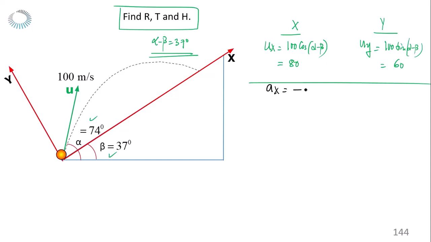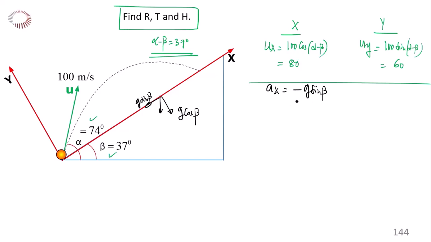Ax should be equal to minus g sine beta. Why? Along the x direction, acceleration is always g sine. So this is the g sine beta component, and this is the g cos beta component. Both are supposed to be negative because x is upward positive. So minus g sine beta.